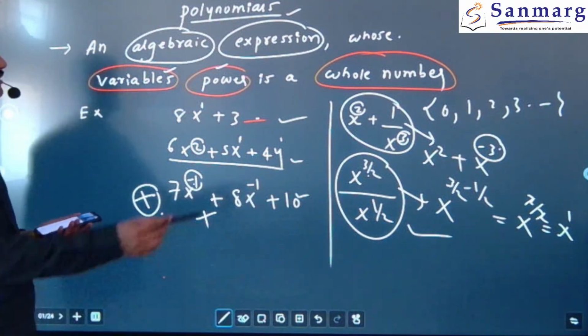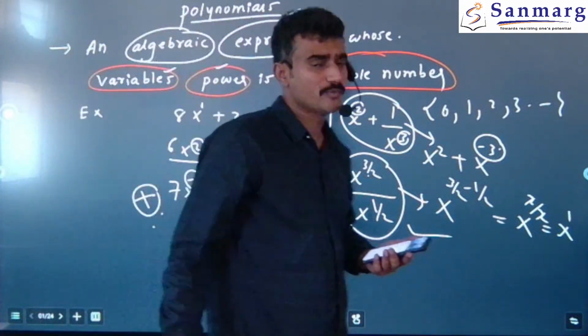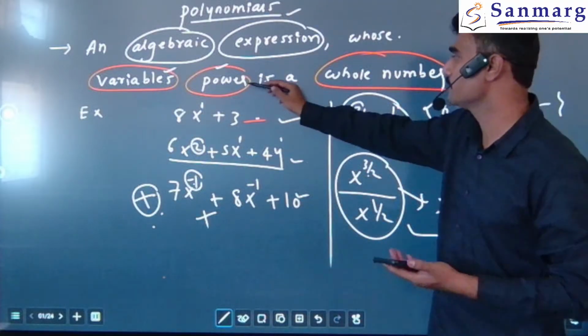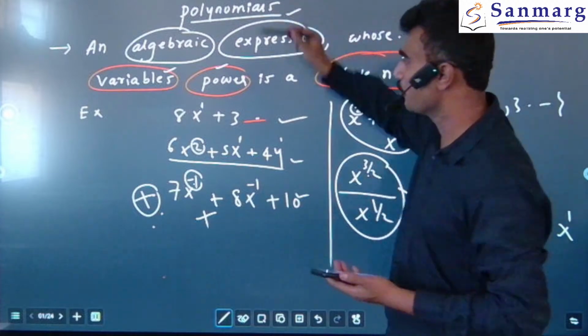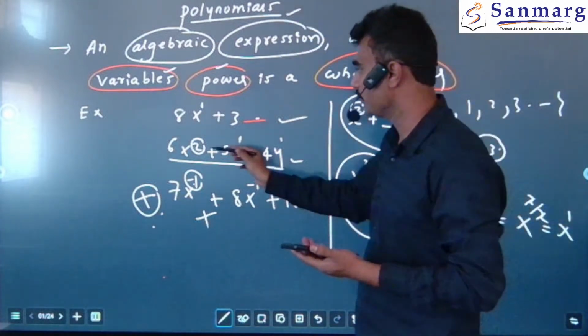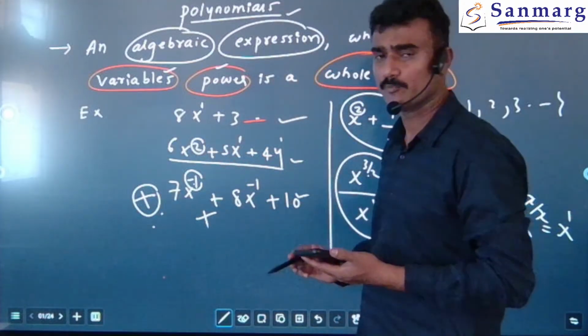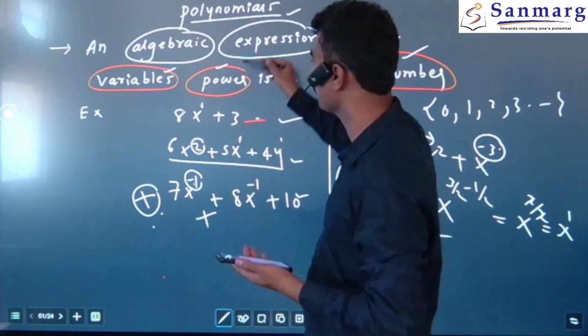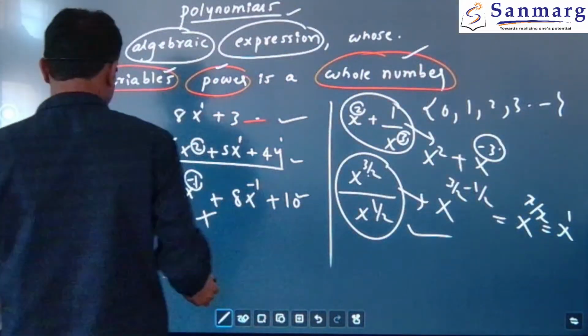So basically the definition of a polynomial is, it is an algebraic expression whose variable's power is a whole number. We can call an algebraic expression a polynomial only when the power of the variable is a whole number. Suppose it is not a whole number, then we cannot call the algebraic expression a polynomial. We have seen some of these examples.